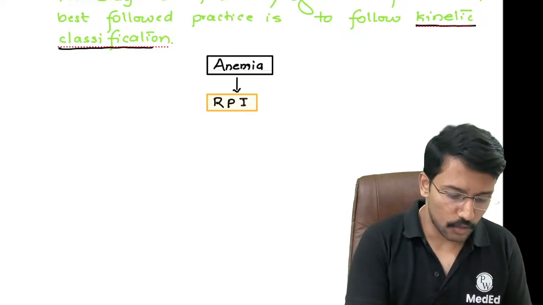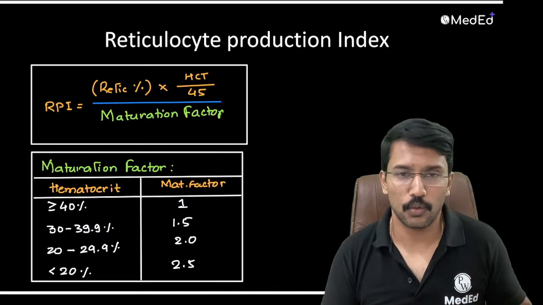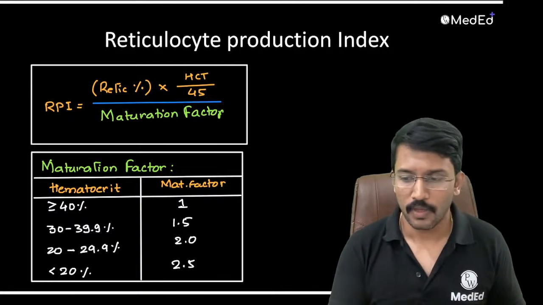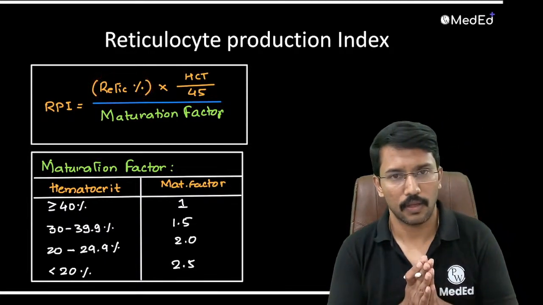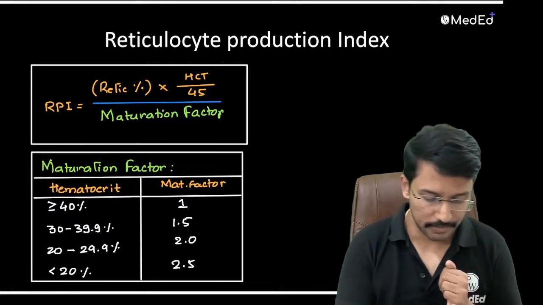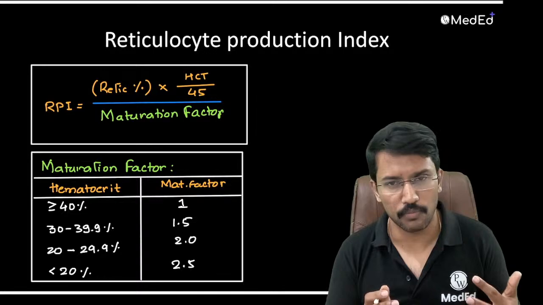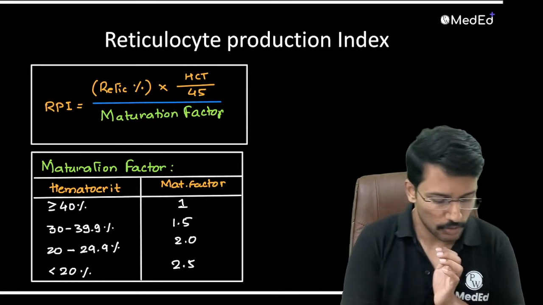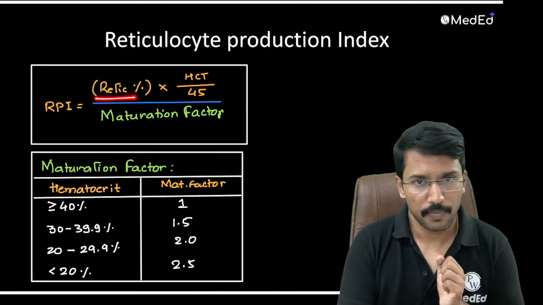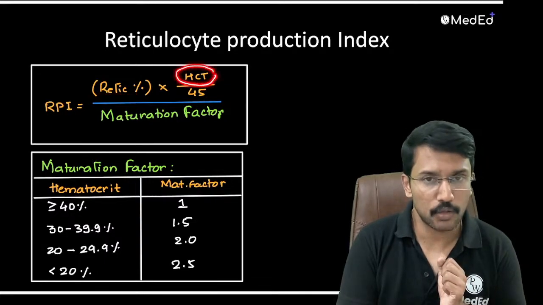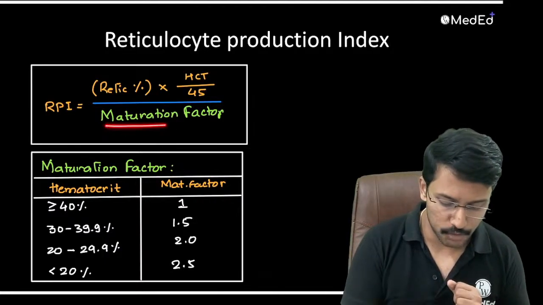Okay, so how to calculate the reticulocyte production index? For us to calculate it, first, from the blood counts we need to know the reticulocyte percentage, and then the patient's hematocrit, and then there is something called the maturation factor. How to come to know the maturation factor, I'll tell you. The formula for calculation of RPI goes like this: reticulocyte percentage multiplied by patient's hematocrit divided by 45, and this whole is divided by the maturation factor.